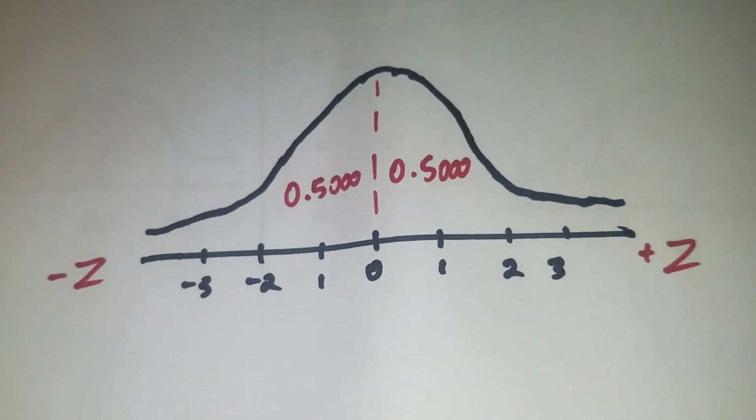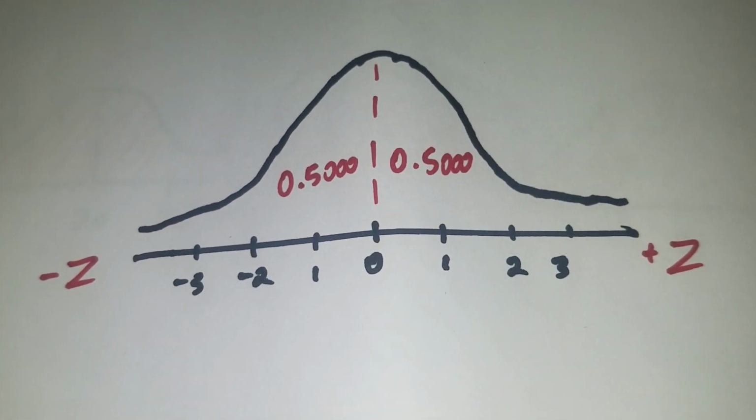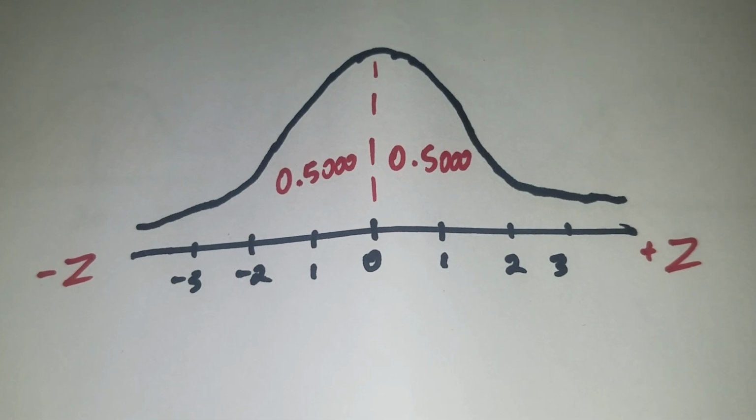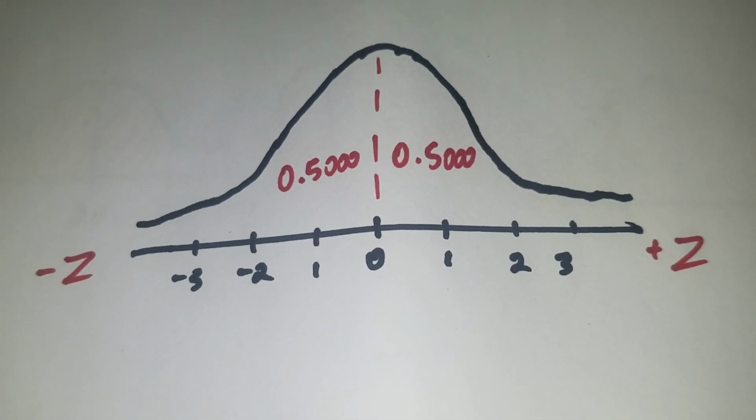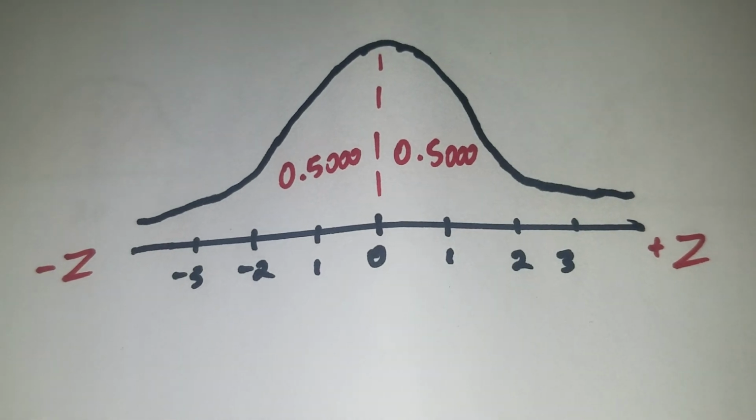We can use this principle to solve for different probabilities for any random variable that coincides with the standard normal distribution.